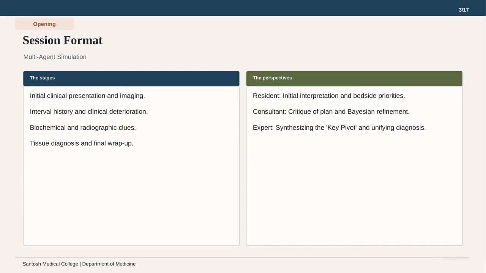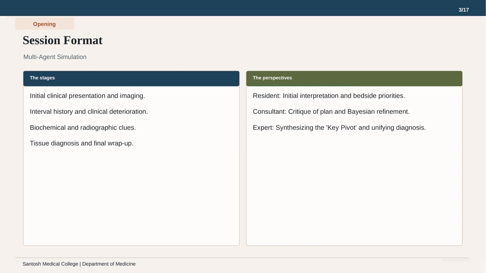On this screen, you can see the structure of our multi-agent simulation divided into stages and perspectives. The left panel outlines our 4 key stages, starting with the initial clinical presentation and imaging, followed by the interval history, biochemical clues, and concluding with tissue diagnosis. On the right panel, we define the 3 distinct perspectives our AI agents will take.